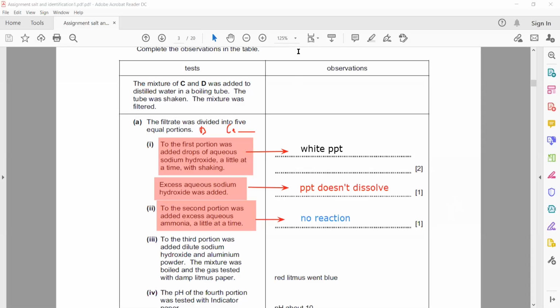Next, to the third portion was added sodium hydroxide and aluminum powder. Can you identify what this test is for? This is a test for which ion, when you add sodium hydroxide and aluminum powder? It's not for halide. It's for nitrate. This is a test for nitrate ion.